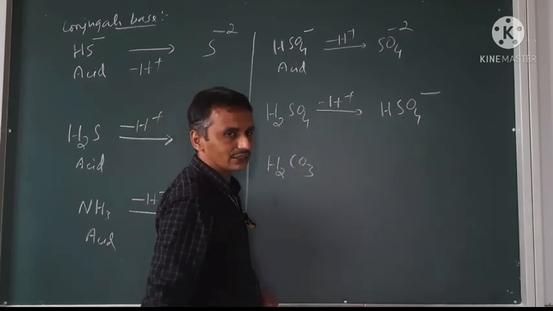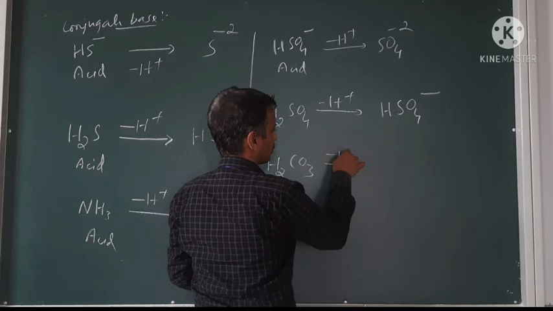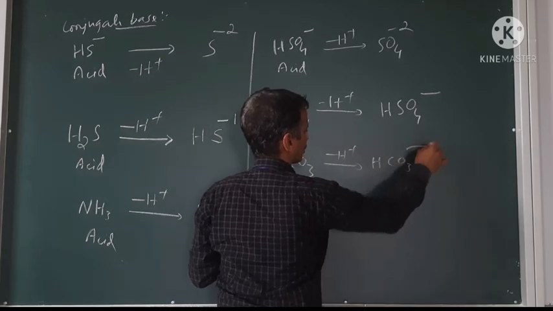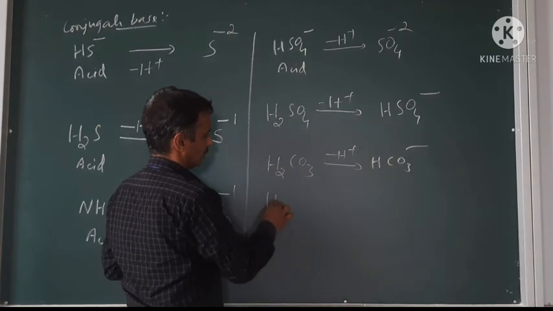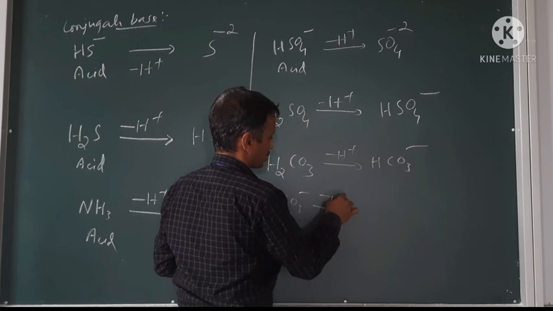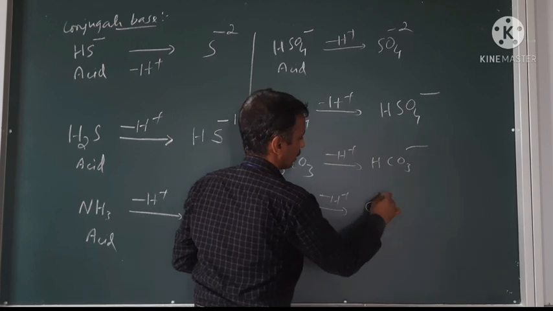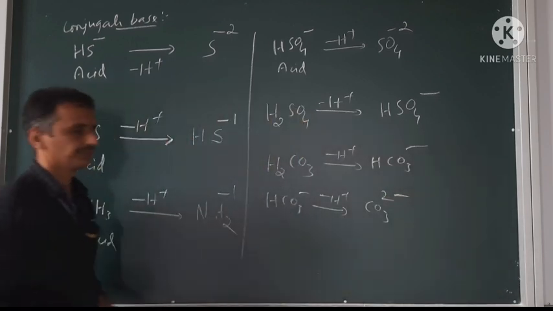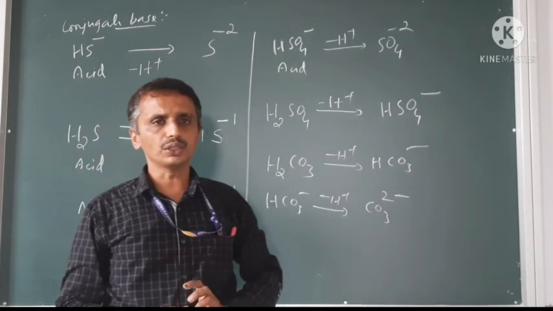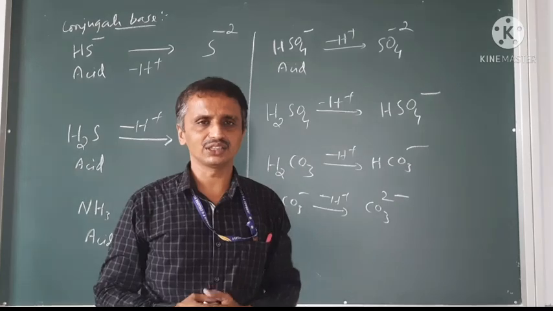H2CO3, carbonic acid. Remove H plus, I get HCO3 minus. HCO3 minus is an acid, you say. Remove H plus, it becomes CO3 2 minus. This is how to write the conjugate base of an acid.